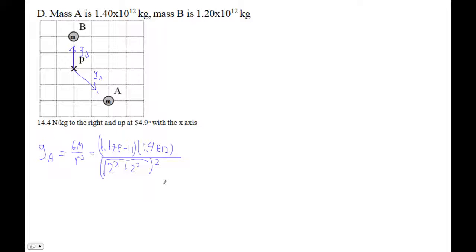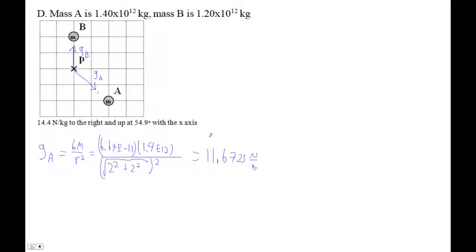So I'm going to grab that fraction: 6.67 E minus 11 times 1.4 E12. I just made it that so that the gravitational field would be something like 14 or so. And then down here I've got 2 squared plus 2 squared. Okay, so this is 11.6725, and that's newtons per kilogram.